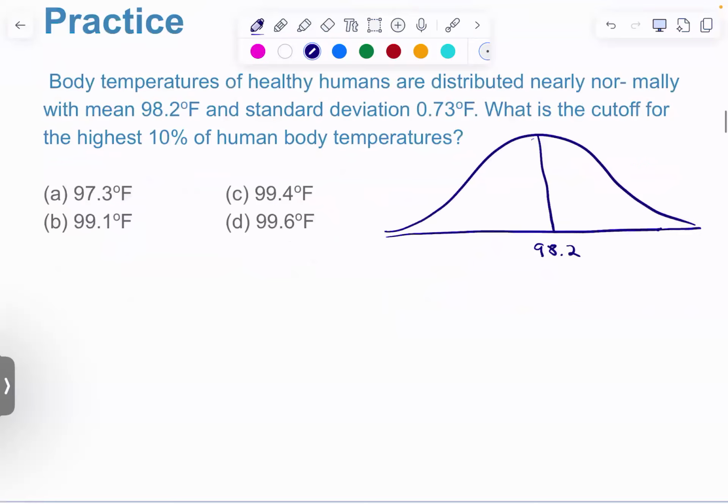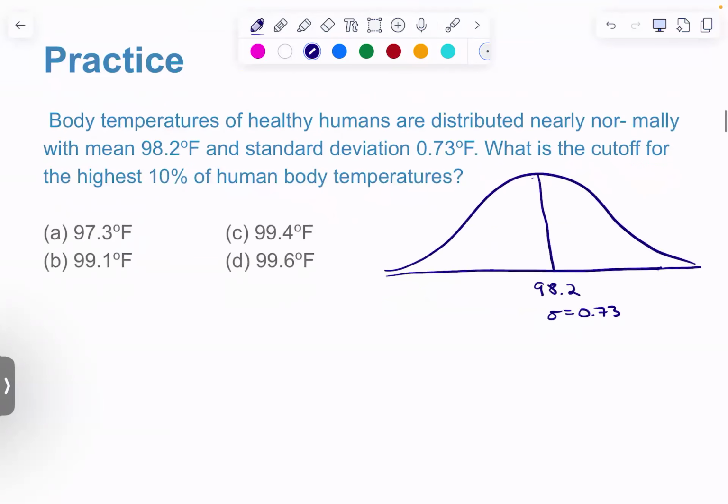98.2 and the standard deviation of 0.73. We can move a little bit quicker this time. The highest 10%. Well, I know that has to be over here somewhere. I want to solve for an x, and I'm going to force this to be 10% or 0.1. You can just divide by 100 if you're unsure.